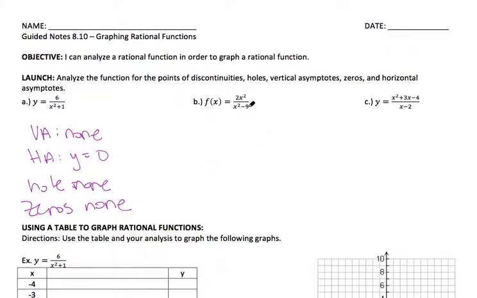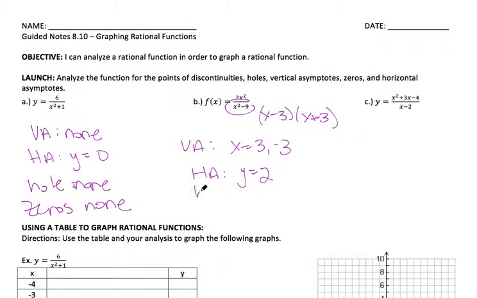The second example, you should have factored this, x minus 3, x plus 3. Your vertical asymptotes are x equals 3 and x equals negative 3. The horizontal asymptote is y equals 2. The hole, there is no hole. And the zeros, there is a zero at x equals 0.